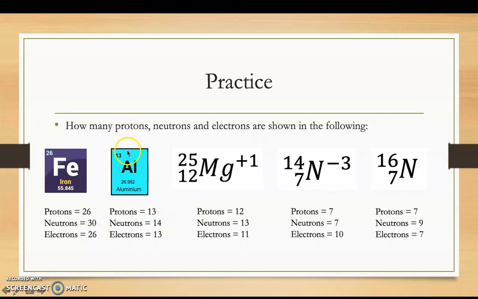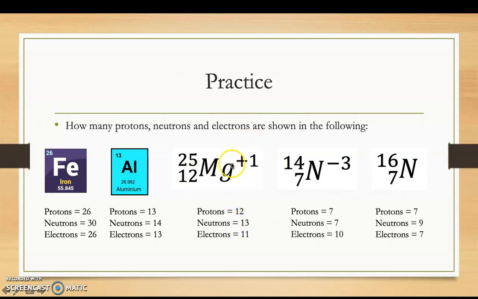This aluminum, 13 is my atomic number, so that tells me the number of protons. I also don't see a charge, so my electrons are equal to my protons. My mass here is not rounded, so I'm going to round it off to 27. 27 minus 13 is 14. Here, Mg, that's magnesium. Remember, this is a little different. 12 now is my atomic number, so that's how many protons I have. 25 is my mass, so 25 minus 12 is 13 for my number of neutrons.